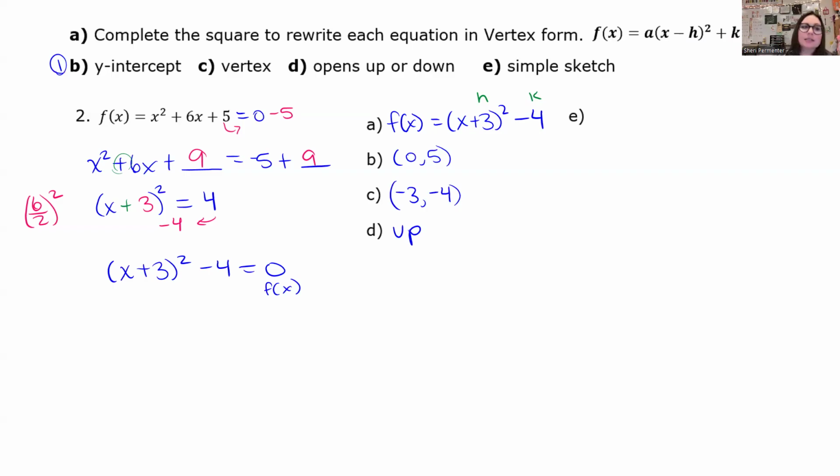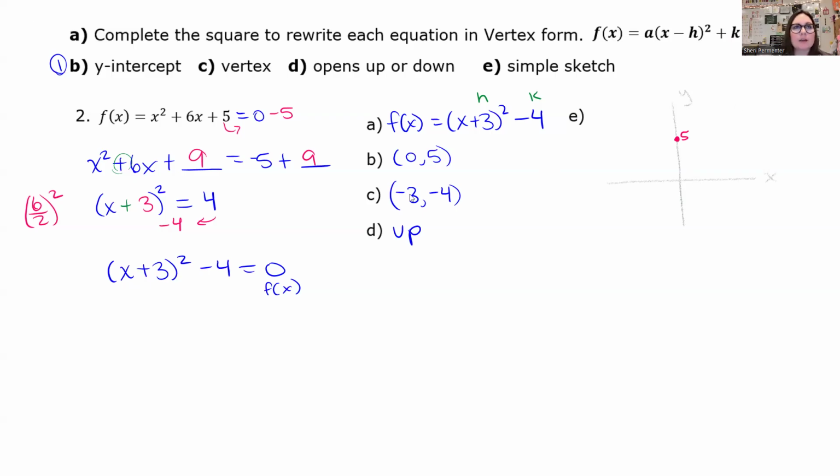From here, I'm going to make a simple sketch. Don't overcomplicate it. Don't spend a whole lot of time scaling everything. It doesn't have to be perfect. We're making a simple sketch. I have x and I have y. And from here, I'm going to label some stuff that I know. I know that the y-intercept is up at 5. You can call 5 whatever you want. I'm just putting it there. Again, I'm not scaling anything.